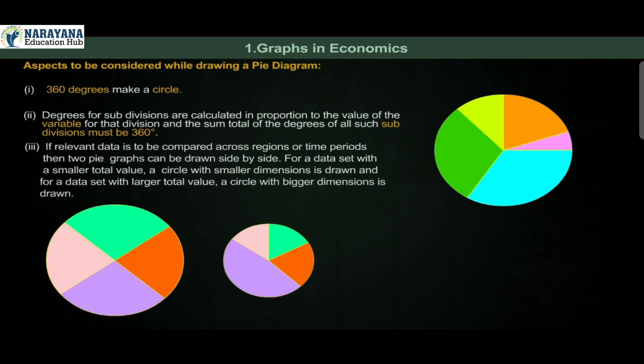3. If relevant data is to be compared across regions or time periods, then two pie graphs can be drawn side by side. For a data set with a smaller total value, a circle with smaller dimensions is drawn, and for a data set with larger total value, a circle with bigger dimensions is drawn.